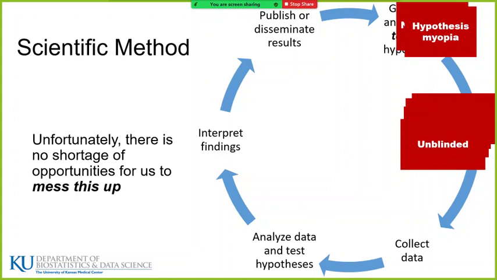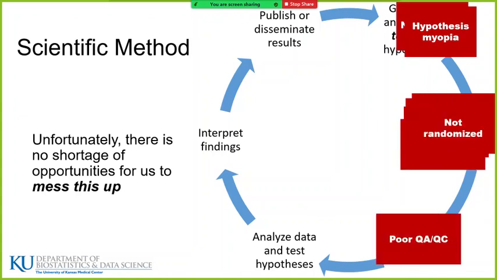Not using blinding: blinding of the participant, blinding of the evaluator, blinding of the statistician. Again, this is not always possible, but when it is possible, it should be used. Not using randomization, again, another feature of experimental design that is not always possible, but when it is possible, should be used. It protects us against bias. Blinding protects us against bias. All of these features protect us against bias and error.